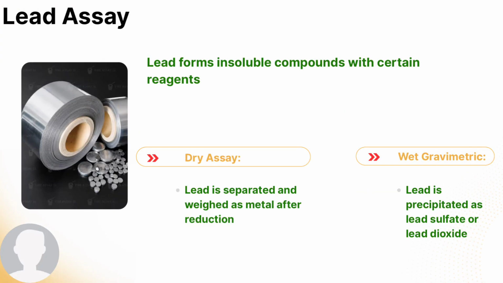Moving on to lead, this metal readily forms insoluble compounds when exposed to specific reagents. A lead assay can be performed via dry assay, where the lead is chemically reduced, separated, and weighed directly in its metallic state. It can also be determined through wet gravimetry, where it is precipitated and isolated as lead sulfate or lead dioxide.